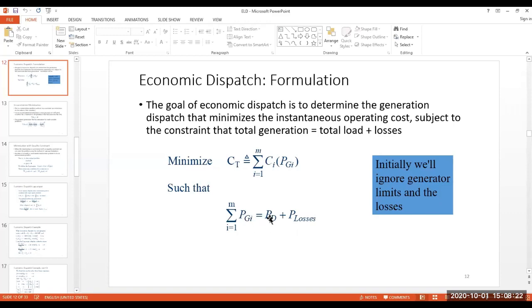So how should I rearrange this? Remember the P loss is 0, as mentioned here. To begin with, P loss is 0. So we only have PD on the right hand side, and on the left hand side we have the summation of PGI. So simply write PD minus summation of PGI is equal to 0. This is how we are going to formulate our g of x function.